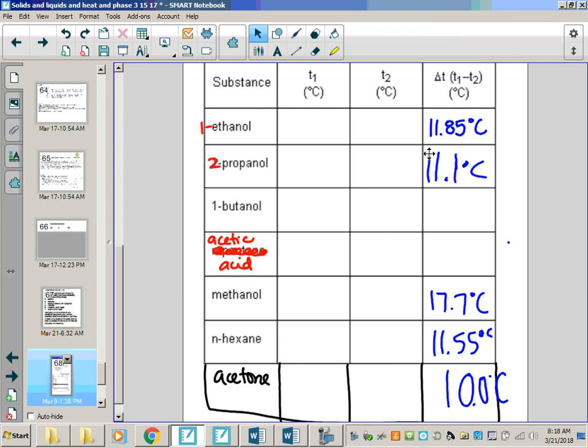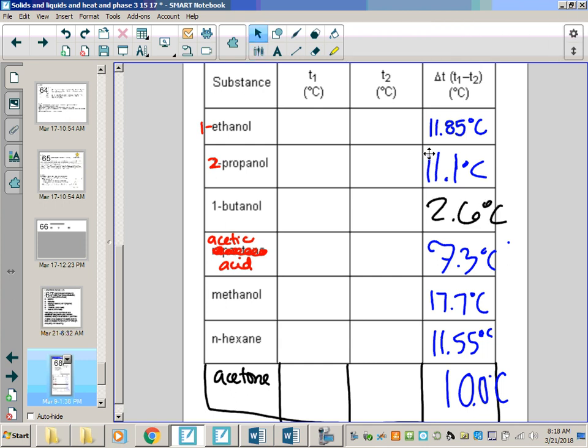Acetic acid, where are you at? Thank you. All right, and I am starting, that last group's going to give me some data. What's the delta T? 2.6? Okay.